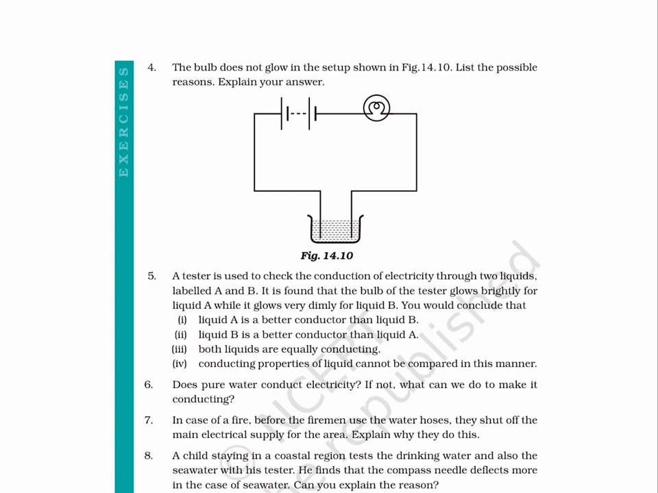5. A tester is used to check the conduction of electricity through two liquids, labeled A and B. It is found that the bulb of the tester glows brightly for liquid A, while it glows very dimly for liquid B. You would conclude that 1. Liquid A is a better conductor than liquid B. 2. Liquid B is a better conductor than liquid A. 3. Both liquids are equally conducting. 4. Conducting properties of liquid cannot be compared in this manner.